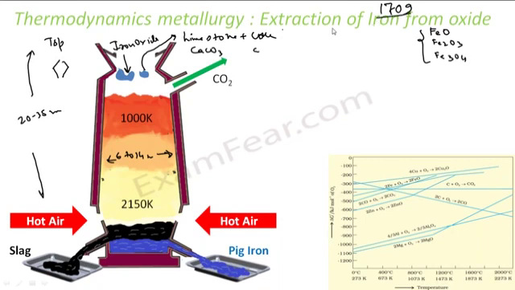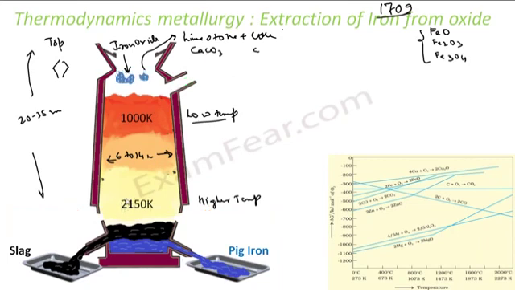Let's understand what we do in this blast furnace. The good part about the blast furnace is that there is a difference in temperature. This level has a temperature of 1000 Kelvin, and this side has a temperature of almost 2000 Kelvin. So this is a lower temperature zone, and this is a higher temperature zone. Hot air is pumped in from both these sides, and that's why this area has higher temperature.